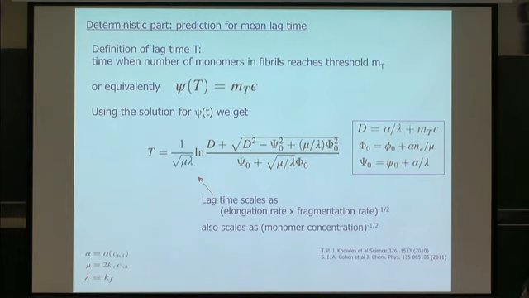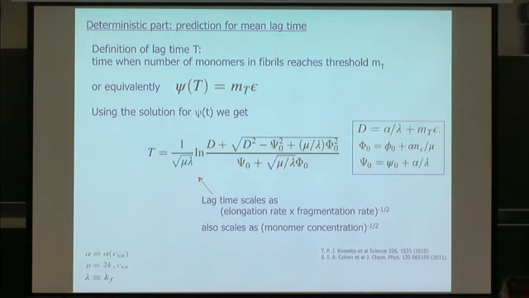What's interesting about this prefactor is that it says the lag time, firstly, scales as the inverse square root of two parameters multiplied by each other, which are the elongation rate and the fragmentation rate. And perhaps more relevantly for experimentalists, it scales as the inverse square root of the monomer concentration, because this parameter mu is proportional to the monomer concentration. And this is not new, actually. It has already emerged from solutions of the deterministic equations by other people, in particular Thomas Knowles and his group. And that's nice because it is correct.